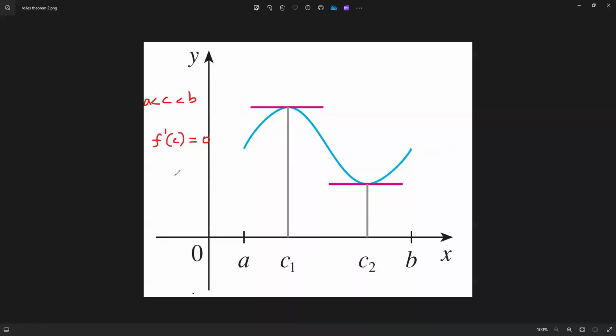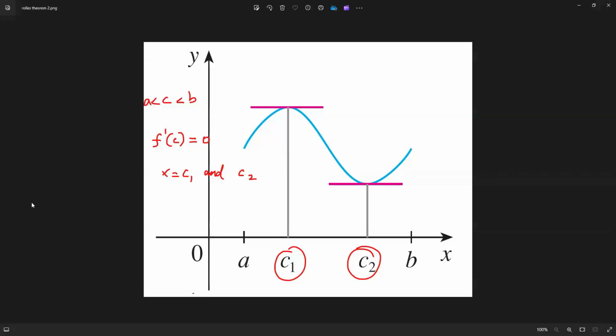So in this case, between a and b, we'll be able to find two values for x, c1 and c2. At these two values, the tangent lines we draw for the graph of f(x) are horizontal. So in this case, if we equate f prime of c equal to 0, we'll get two values for x: x equal to c1 and x equal to c2. So it is not like the previous one, where we always got only one value between a and b at which the tangent line is horizontal. Sometimes you'll get two values for x between a and b, and at those two values of x, the tangent line will be horizontal.